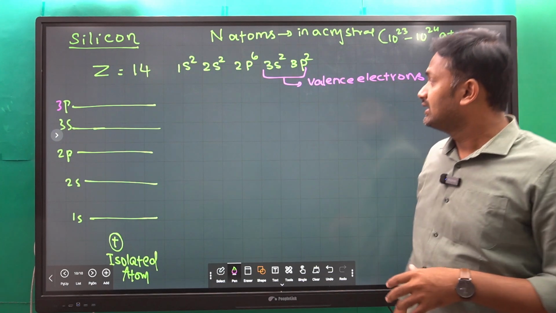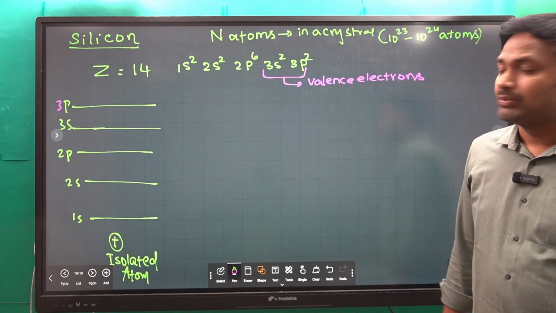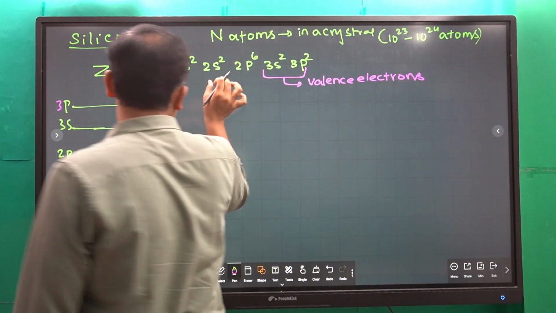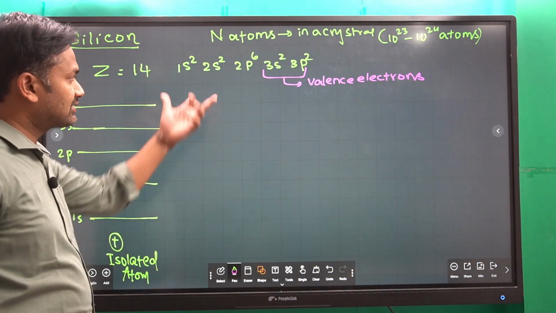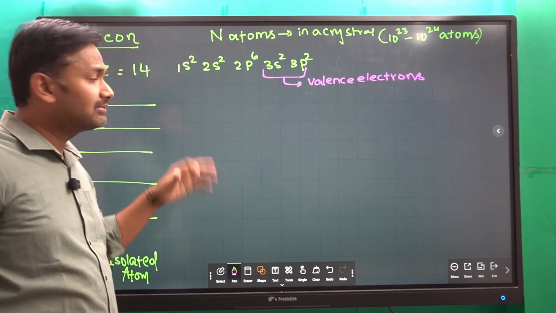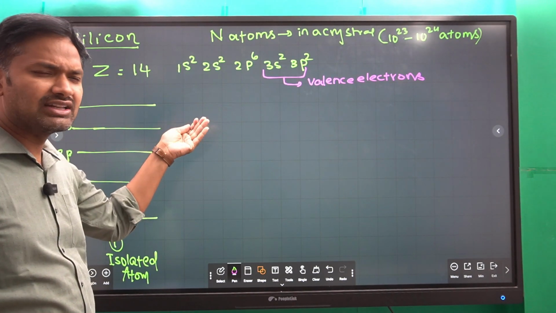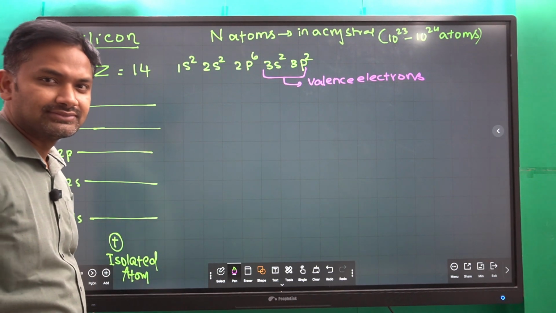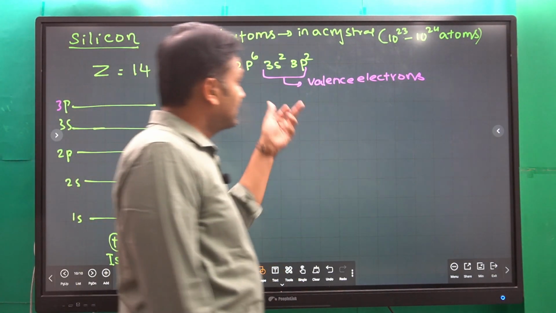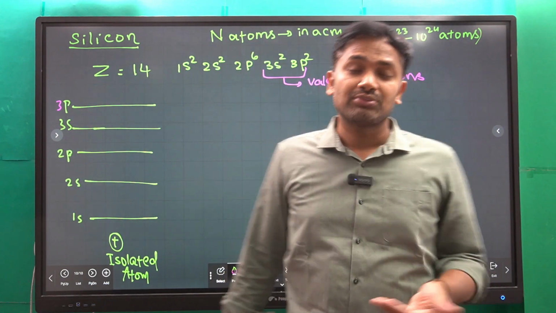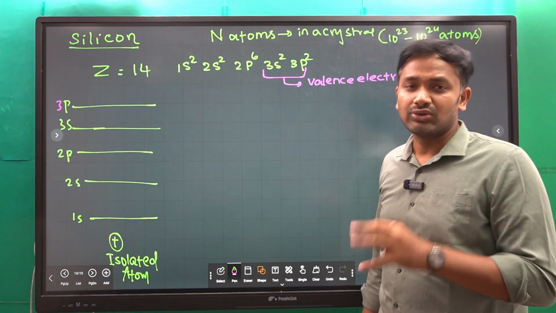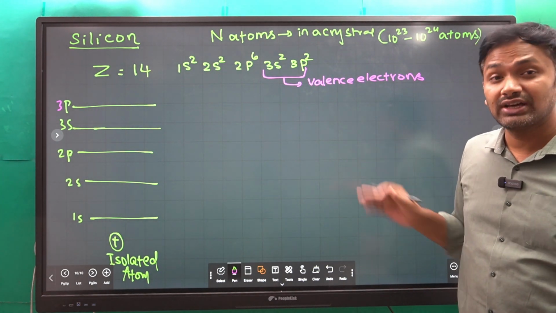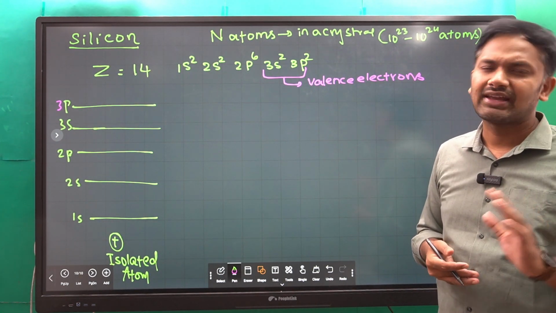Now, whatever 1s2, 2s2, 2p6 are there, the electrons present in those will be less affected by the inner shells. Okay, these valence electrons in the outermost shell will get affected more, due to the interactions of the neighboring atoms.